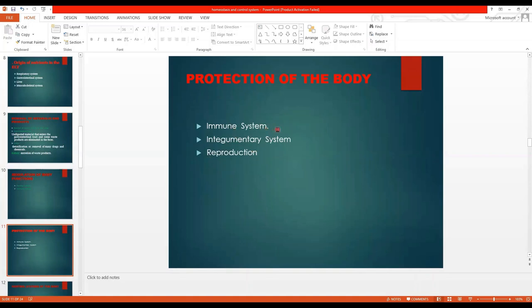The immune system consists of WBCs, lymph nodes, and lymph vessels, which protect our body from bacteria, viruses, and fungi by fighting against them. Second is the integumentary system. The skin and its various appendages like the hair and nails provide protection to the deeper tissues and organs of our body. Last is the reproduction. Reproduction maintains homeostasis by generating new cells and replacing those which are dying.